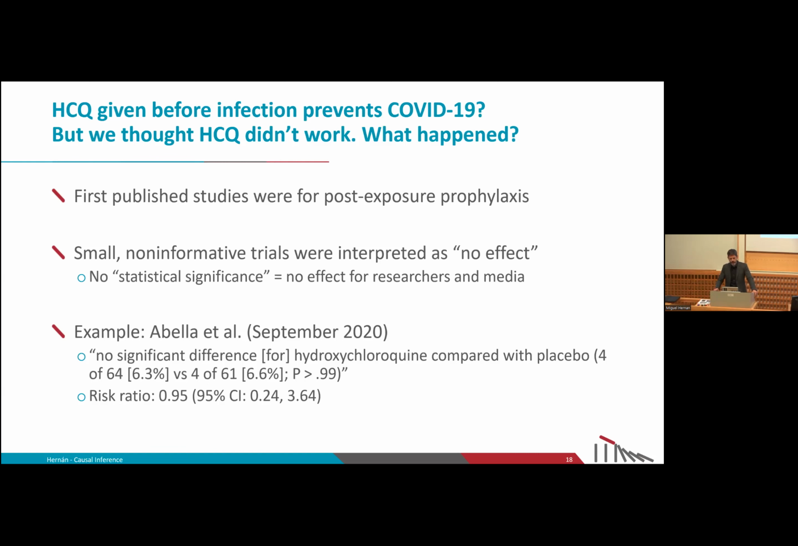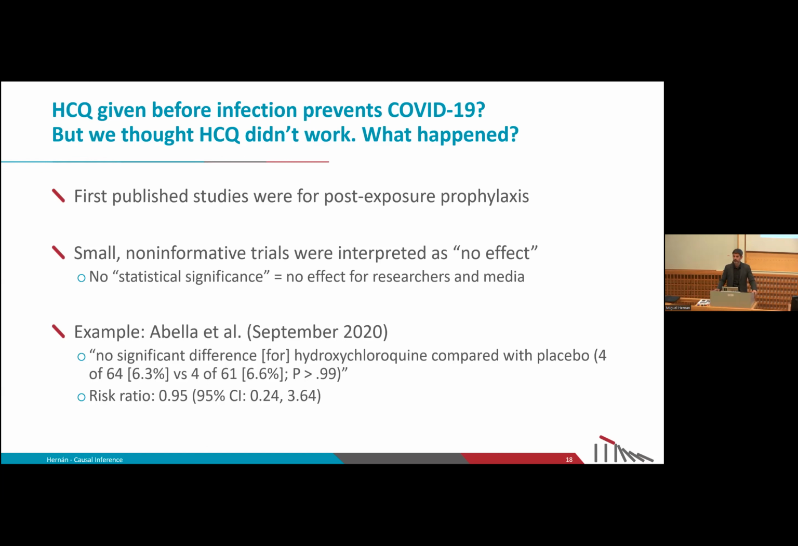This trial found no significant difference for hydroxychloroquine compared with placebo. But there were 64 people in each arm. 64 people. There were four cases in each arm. They didn't even give the risk ratio. I'm adding it there for you based on the data from the trial. The risk ratio was 0.95. Look at the confidence interval, from 0.24 to 3.64. If you had to find the definition of a non-informative randomized trial, that's it, right? You cannot say anything about that trial.